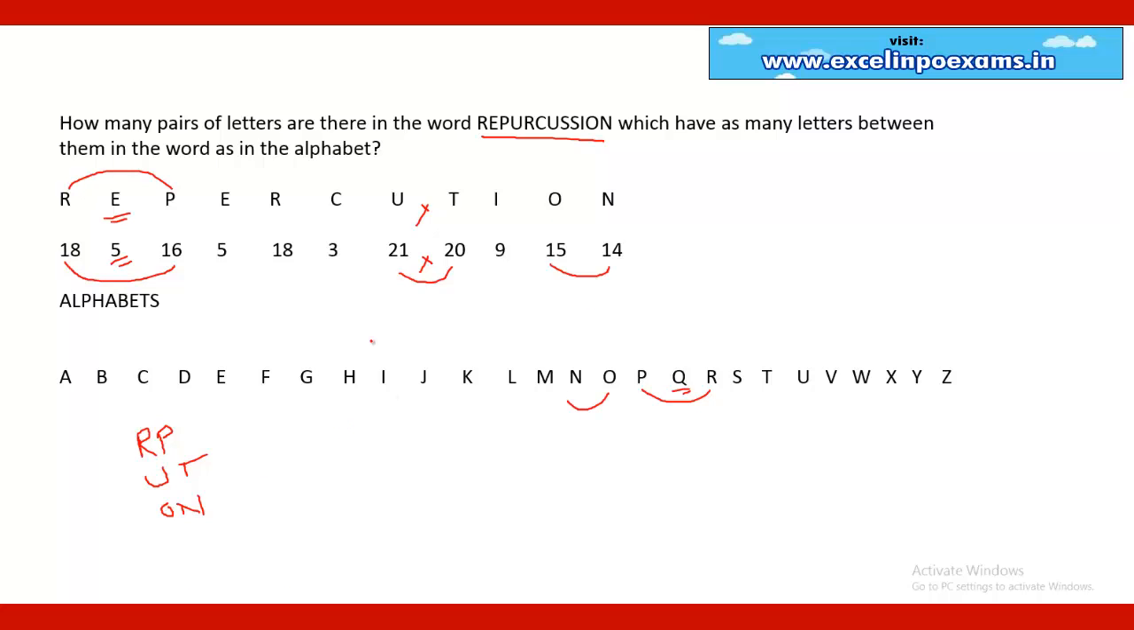Then another is PR, 16, 17, 18. There is one letter in the word also, that is E, and from P to R in the alphabets there is one letter, Q. So PR is another pair. But RP and PR are the same pair, so we will not consider it. So how many pairs are there? 1, 2 and 3. So these three pairs satisfy the given condition.